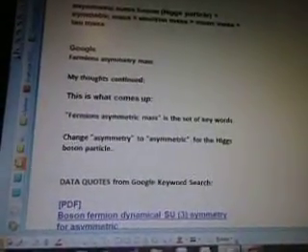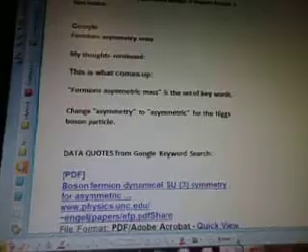This is what comes up. Fermions asymmetric mass is a set of keywords. I'm going to change asymmetry to asymmetric for the Higgs boson particle. Data quotes from Google keyword search. This is what came up. A PDF file says boson fermion dynamical SU3 symmetry for asymmetric deformation, from www.physics.unc.edu. That's from 1987 from J. Engel. It says the boson fermion dynamical SU3 symmetry for asymmetric deformation in odd mass nuclei. J. Engel, Wright Nuclear Structure Laboratory, Yale University. That's a Google link.